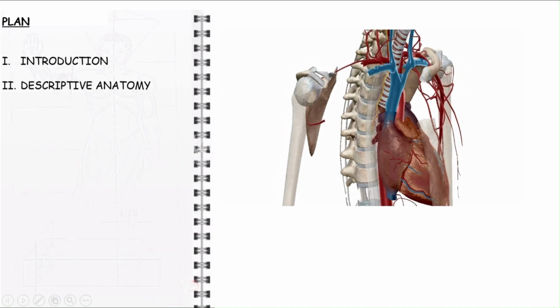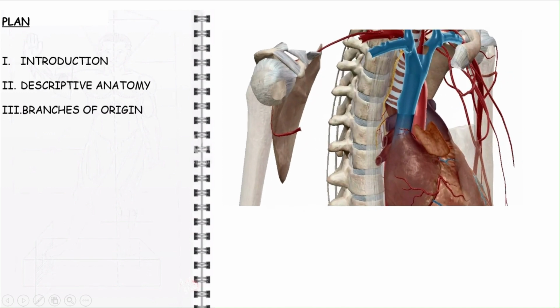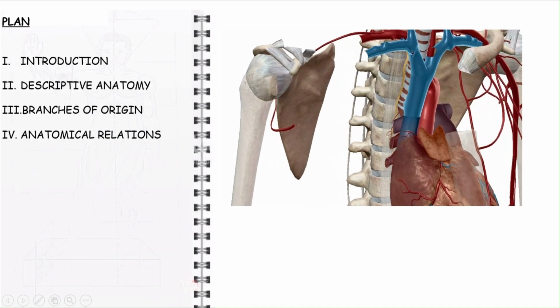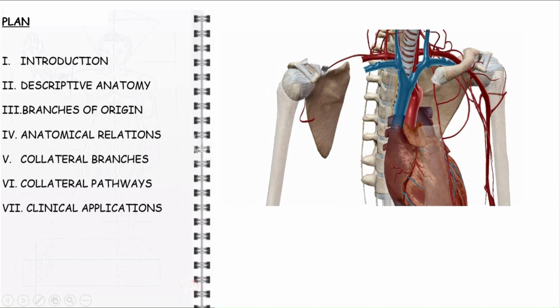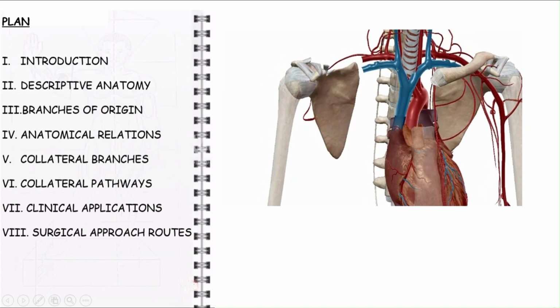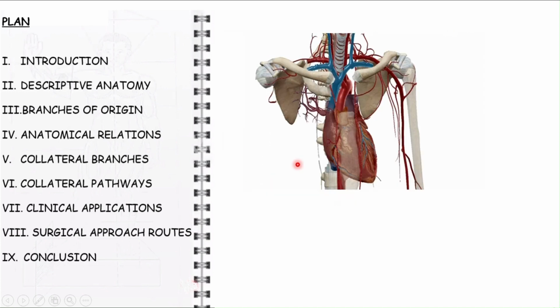To do so, we will start with a brief introduction, followed by the descriptive anatomy of the superior vena cava, its branches of origin, and its anatomical relations. We will also detail its collateral branches and collateral pathways before diving into some clinical applications and the surgical approach route of this vessel. And finally, we will end our video with a conclusion.